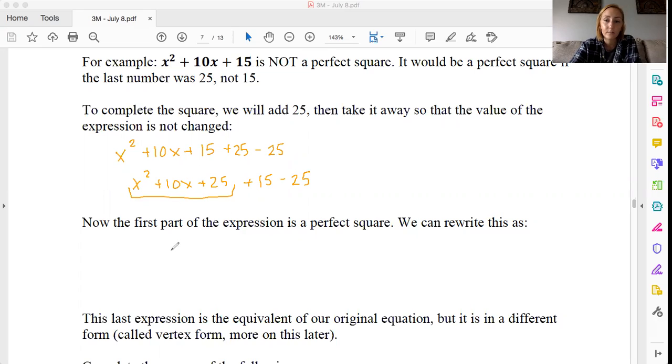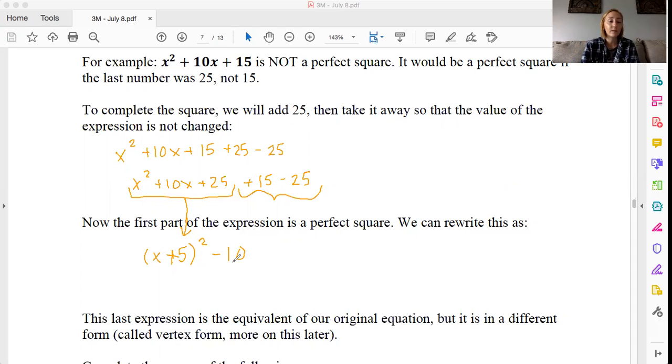Okay. So now we can do this part as our perfect square. So that means that this is x plus 5 squared. We've seen this before. You should be able to do it. Okay. And then our second part here, it hasn't gone away. So you're still going to do this part at the very end. So you're going to do plus 15 minus 25, which is minus 10 at the end. And that's it. That's completing the square.